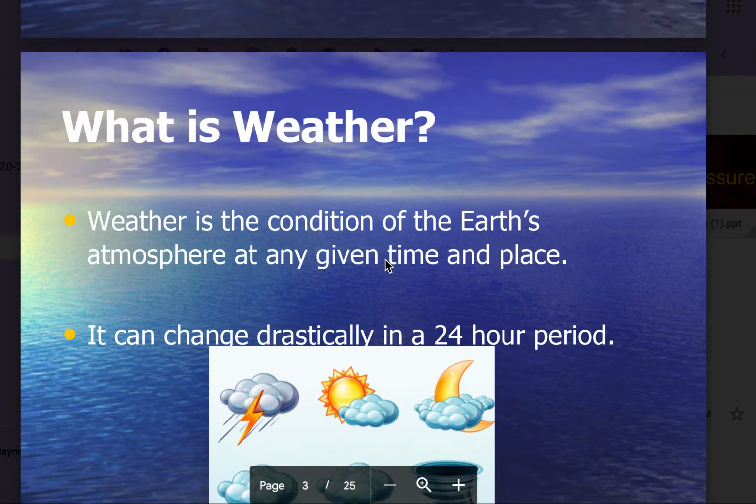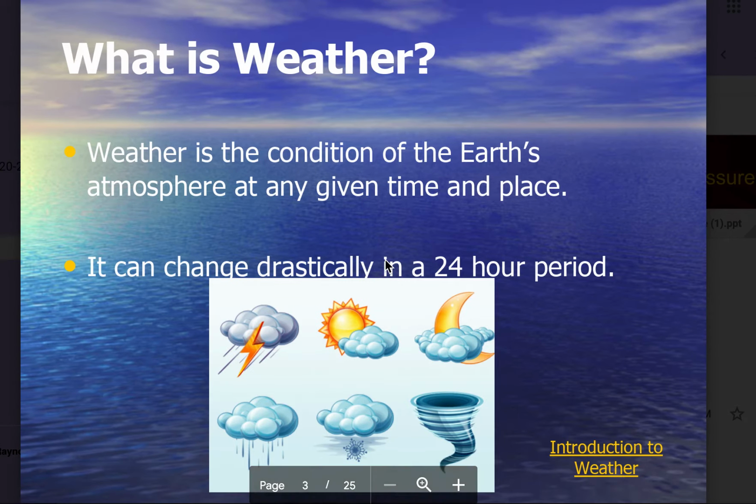Let's keep moving down. All right, so one thing we need to know is weather is the condition of the Earth's atmosphere at any given time and place. So weather is what it is exactly right now. And we know, especially living here in North Carolina, that it can change a lot. Not just in a 24-hour period like it says, but goodness, it can change minute to minute. We've seen that lots of times.